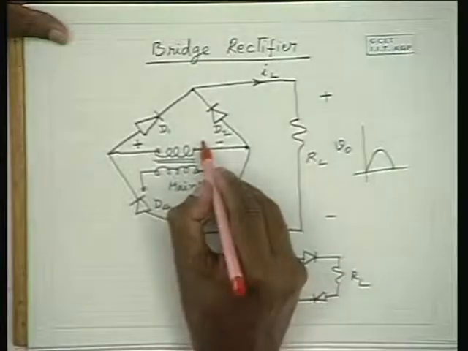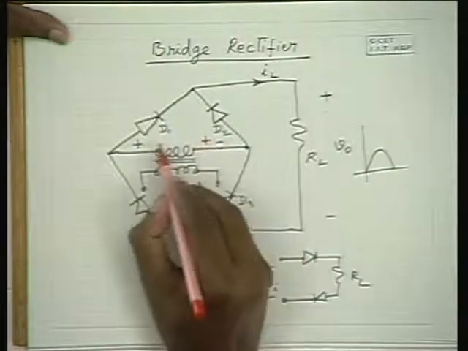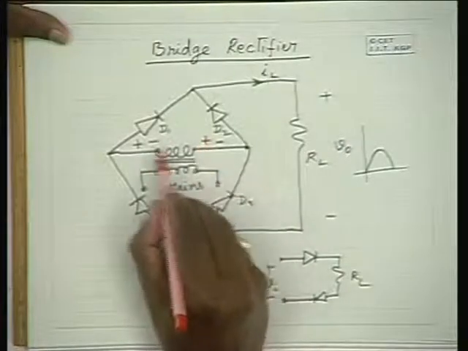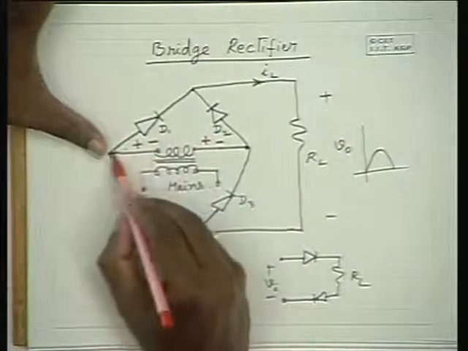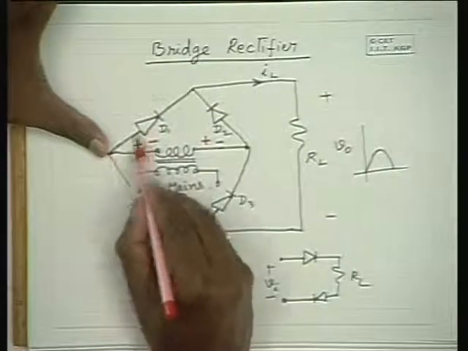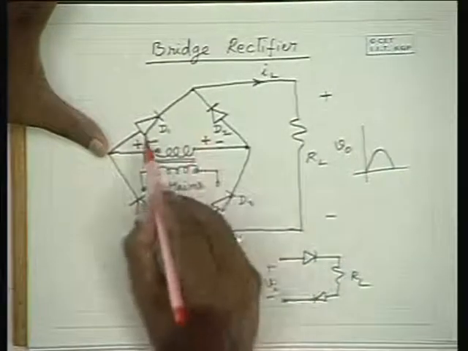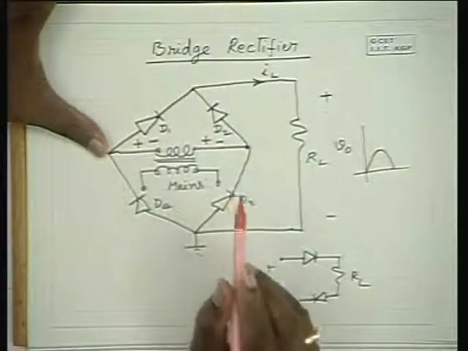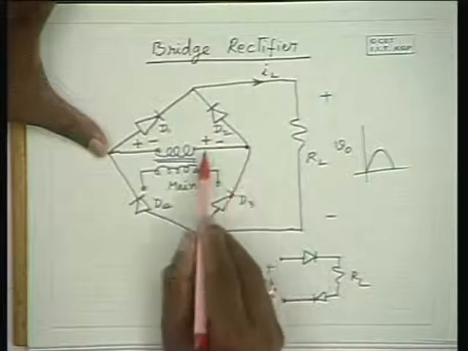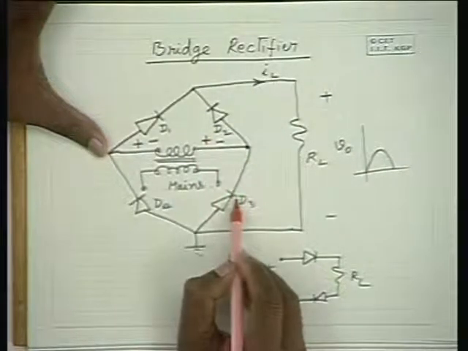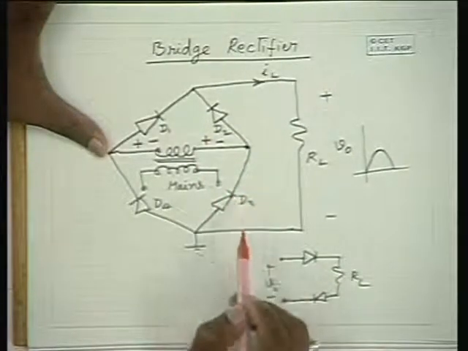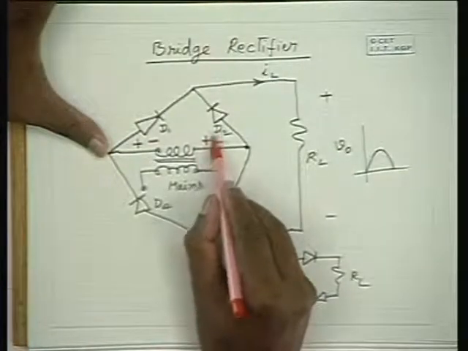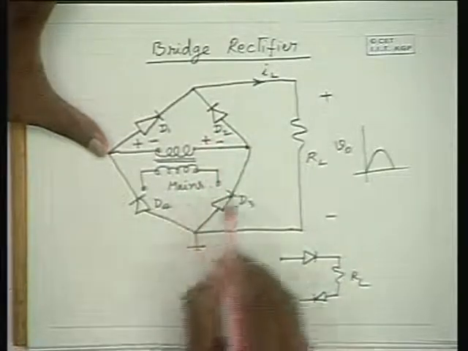During the negative half cycle, this is the situation. This side is positive compared to this side, and since the anode is connected to the negative-most point in the circuit, diode D1 is reverse biased, and D3 is also reverse biased because the positive-most point is connected to its cathode. Hence D1 and D3 are reverse biased, and D2 and D4 are forward biased.